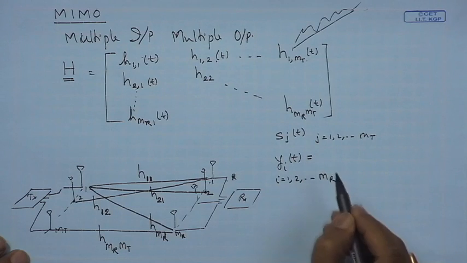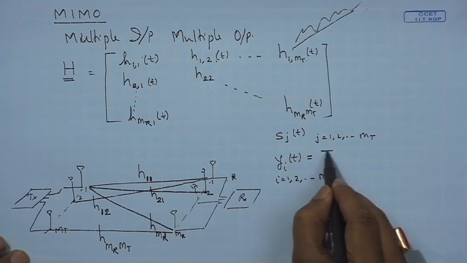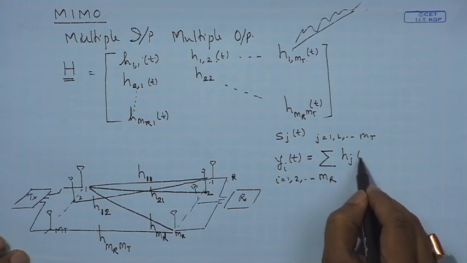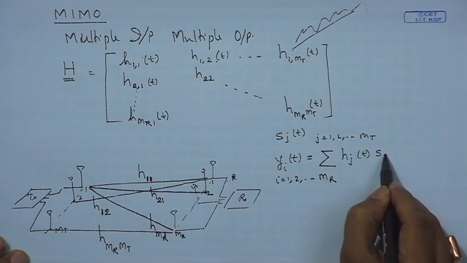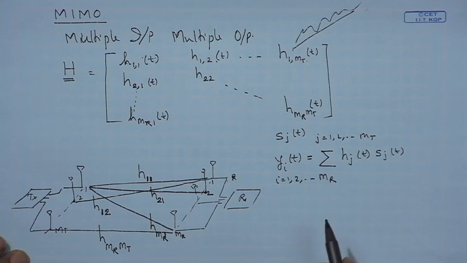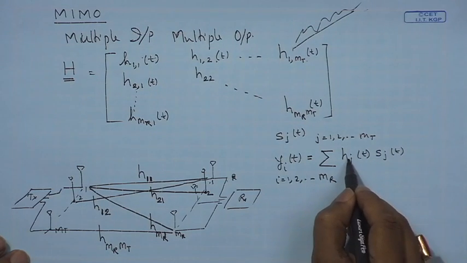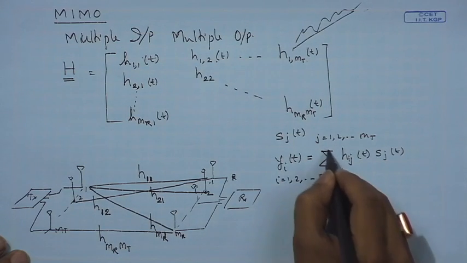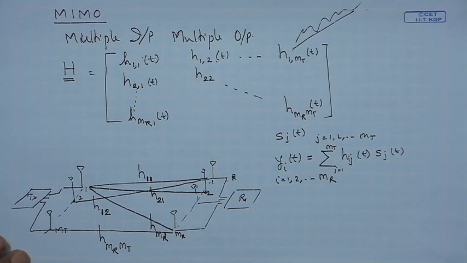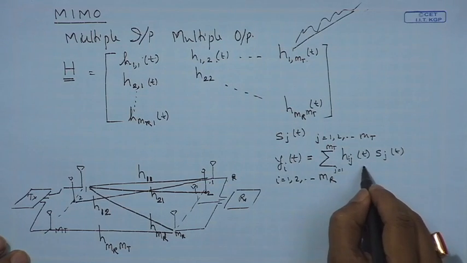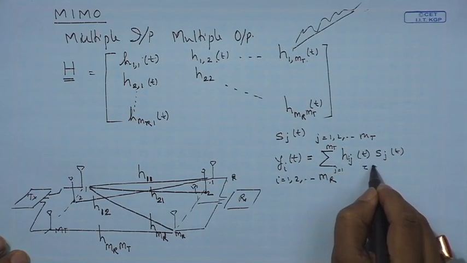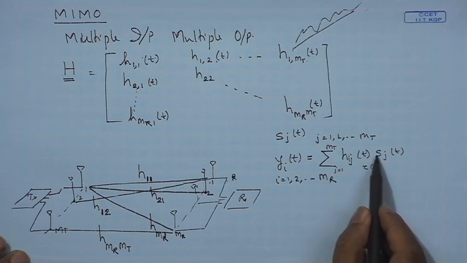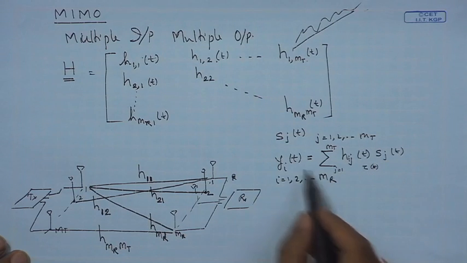So yi is equal to the sum over j of hij(t) times sj(t), right? Of course, hij, sum of j equals 1 to MT, is the received signal. If you would represent it in terms of tau, then of course a convolution sign has to happen. That means if you say hij(tau, t), then it is convolved with sj(t).